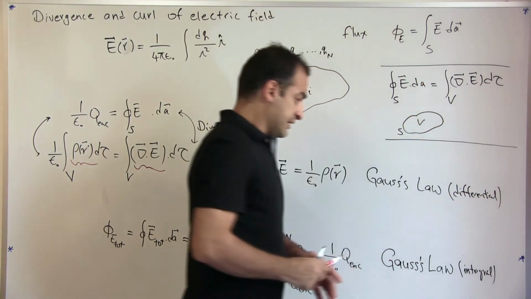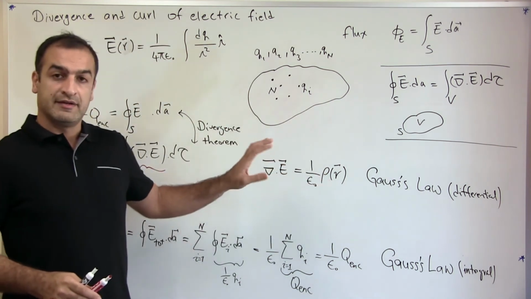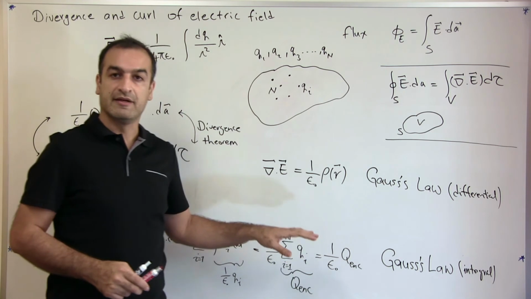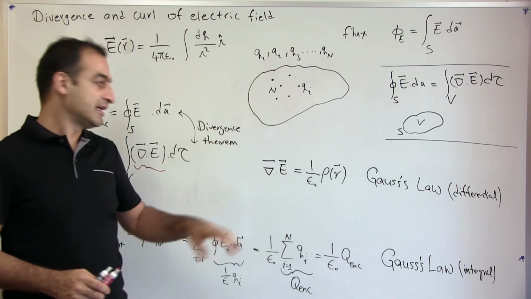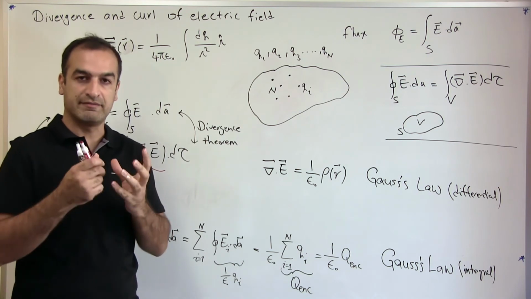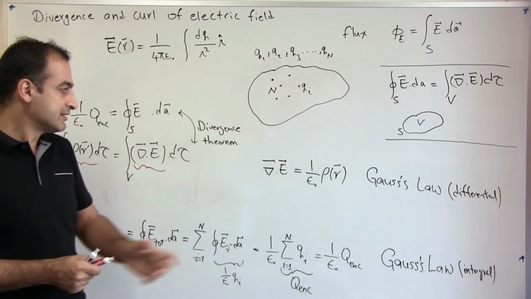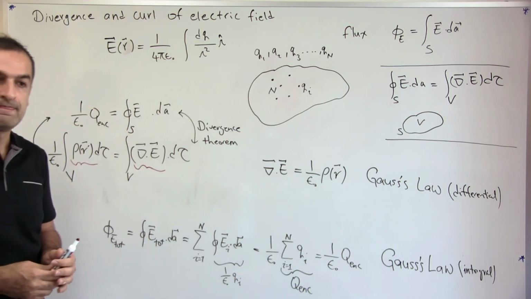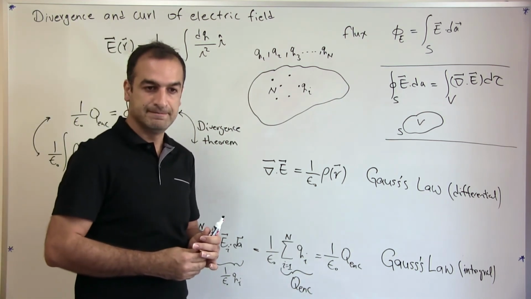Physically, they have the same concept, the same meaning. Mathematically, again, they have the same meaning. It's just a different format of presenting the same concept. This is the differential way, this is the integral way. Sounds good?